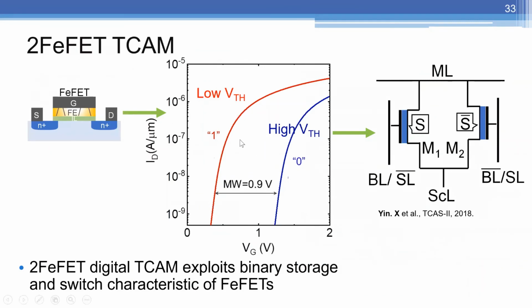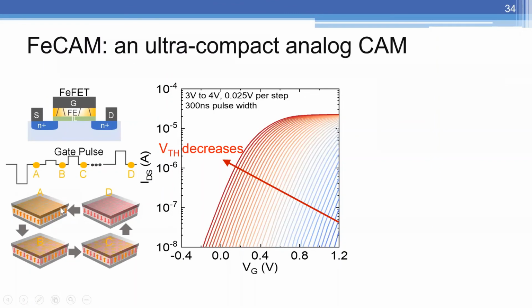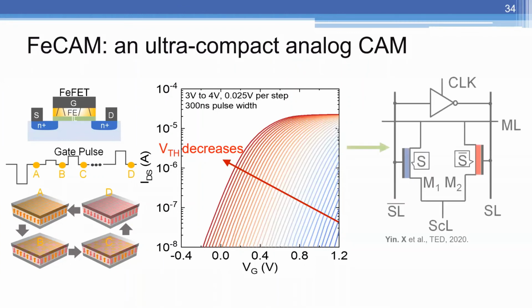Here we could see that for our FeFET TCAM design, we just programmed binary codes, encoding the binary values into our devices. However, the FeFET actually consists of multiple ferroelectric domains. So by applying different gate pulses with different amplitude or pulse width, we can actually achieve various threshold voltages between state 0 and state 1, therefore achieving the analog characteristic of the FeFET.